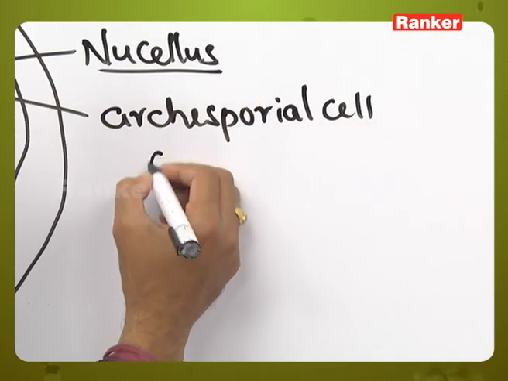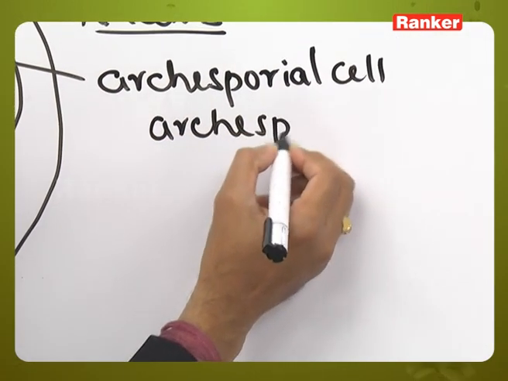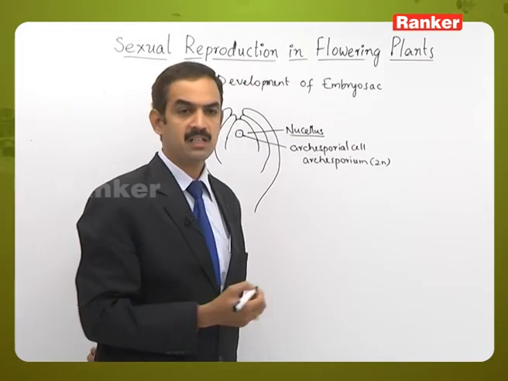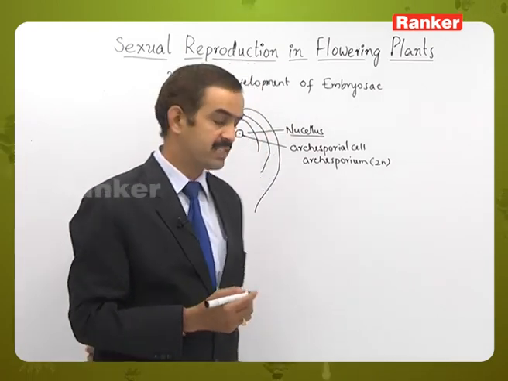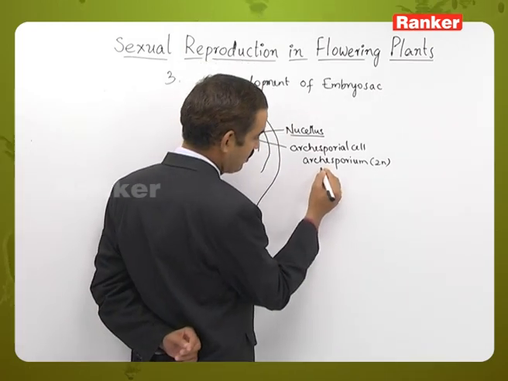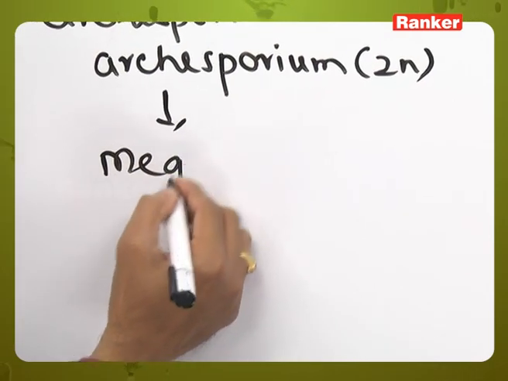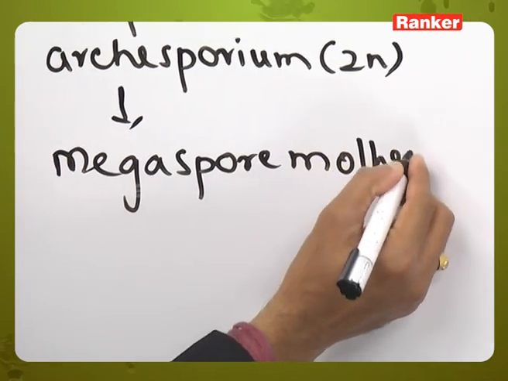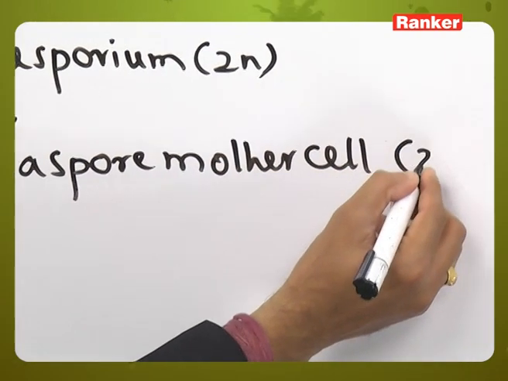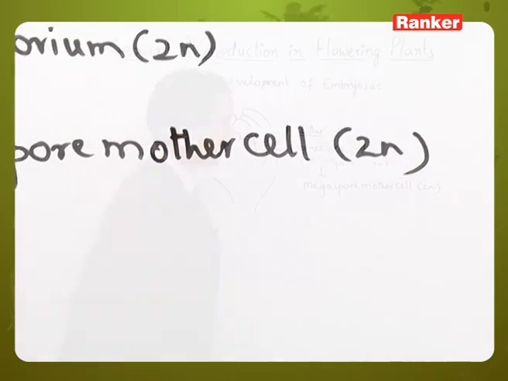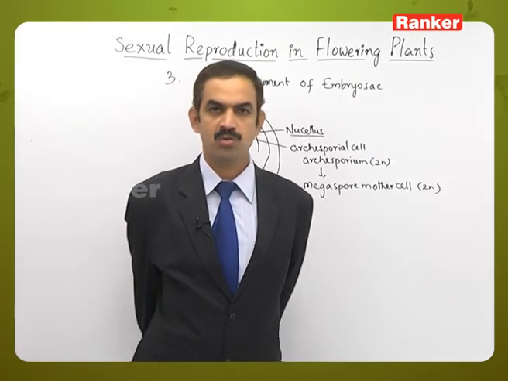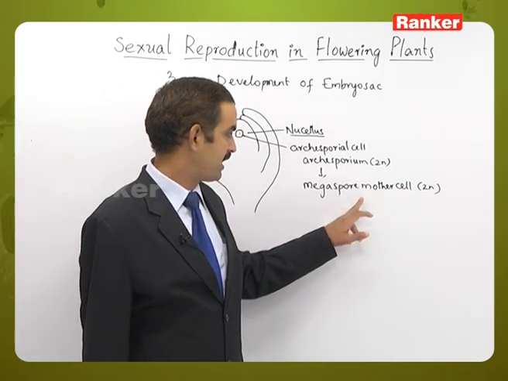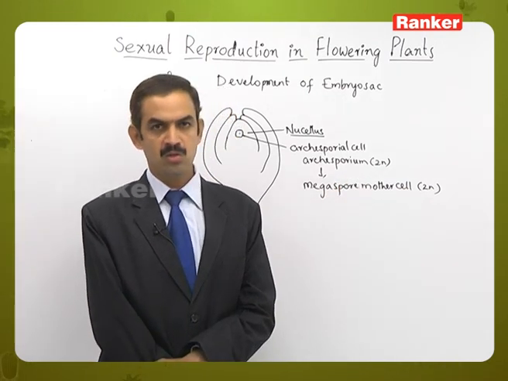Or we can call it archisporium. This is a diploid cell. This archisporial cell will be converted into megaspore mother cell. When the archisporial cell is converted into megaspore mother cell, there will be no change in the ploidy of the cells, because archisporium is diploid and megaspore mother cell is also diploid.